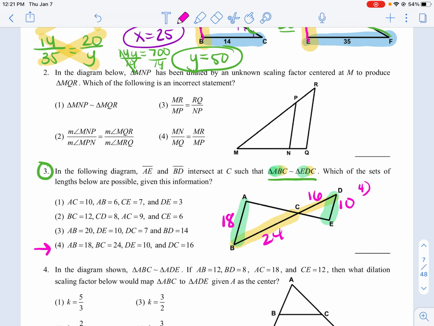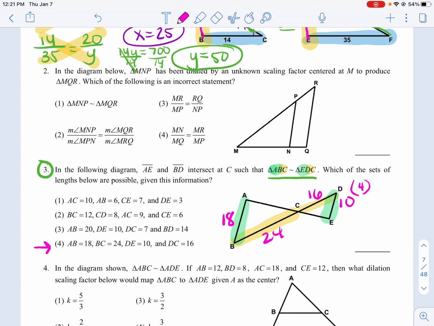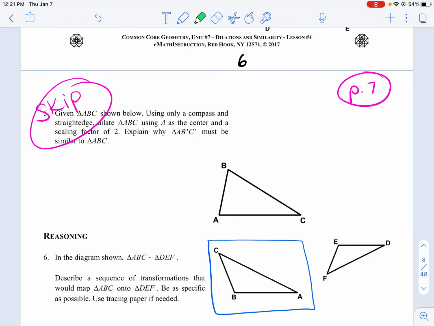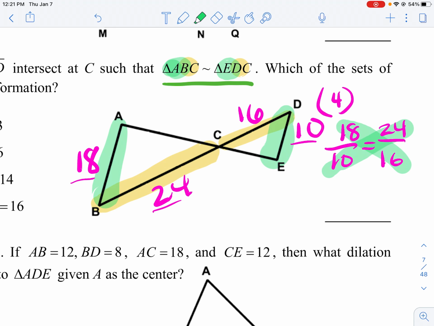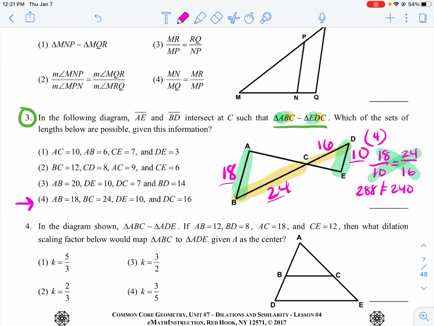So again, we're just testing number 4. So I'm going to do 18 compared to 10. Does that equal 24 compared to 16? So we'll cross multiply here. Ooh, sorry guys. Okay, so 18 times 16 is 288. Does that equal 24 times 10? No, it doesn't. Boo. Okay, so the answer is not going to be this one.